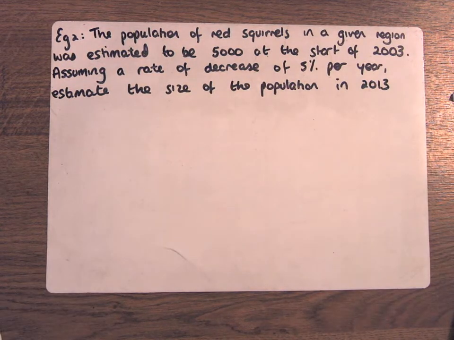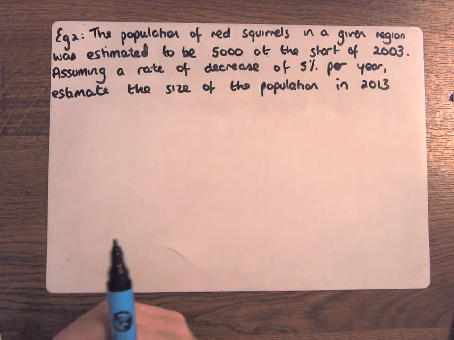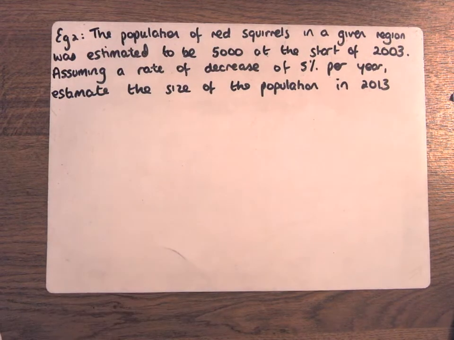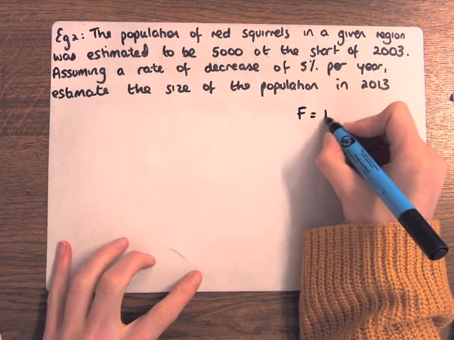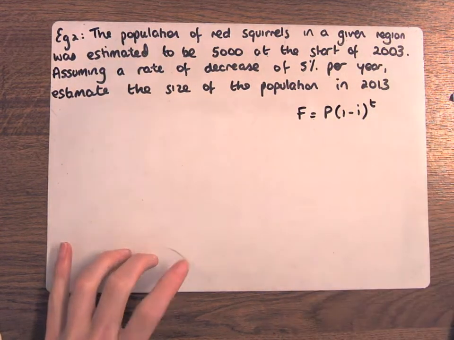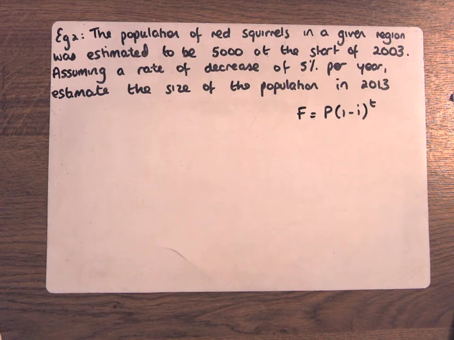The population of red squirrels in a given region was estimated to be 5,000 at the start of 2003. Assuming a rate of decrease of 5% per year, estimate the size of the population in 2013. Now, it's almost the exact same formula, except what's happening? It's decreasing, so it's minus. Excellent. It's like your depreciation formula from Junior Cert. F equals P(1 minus I) to the power T.